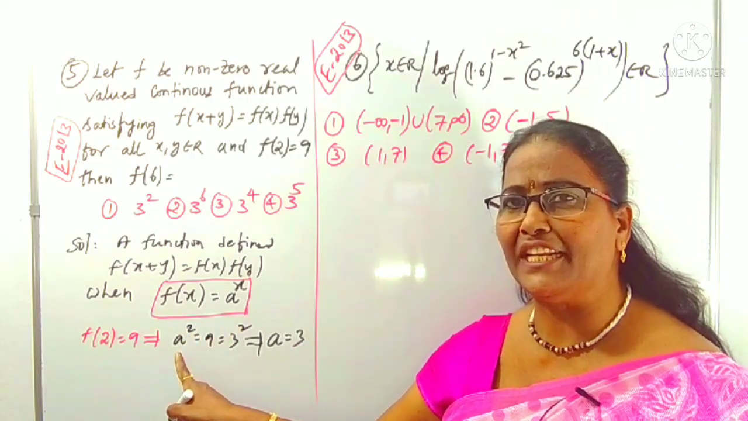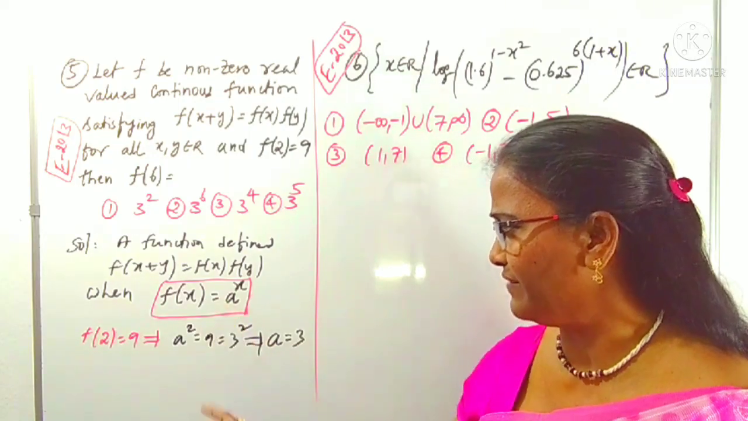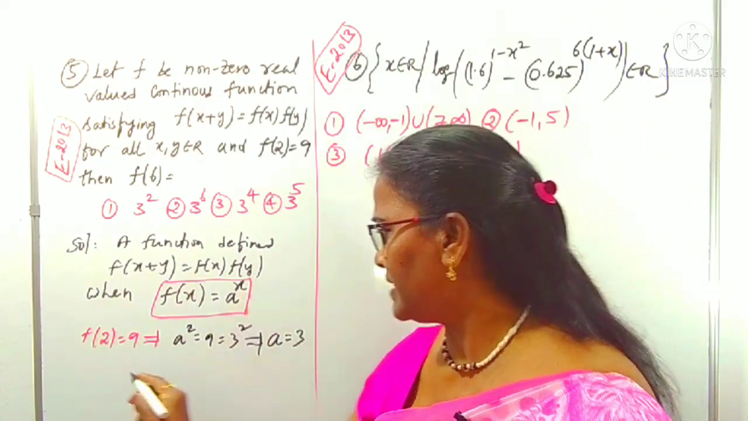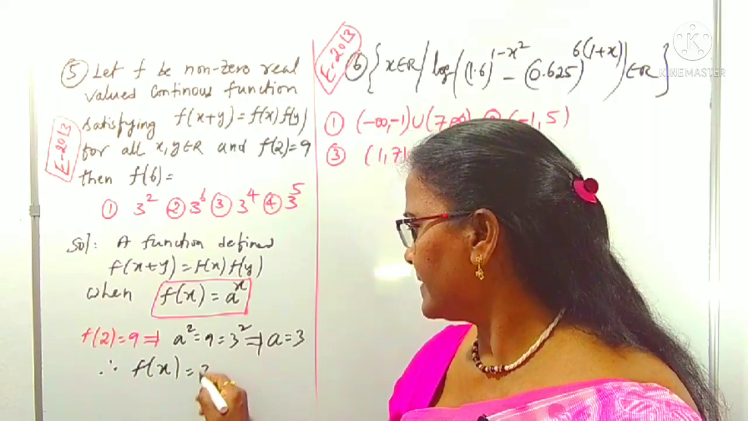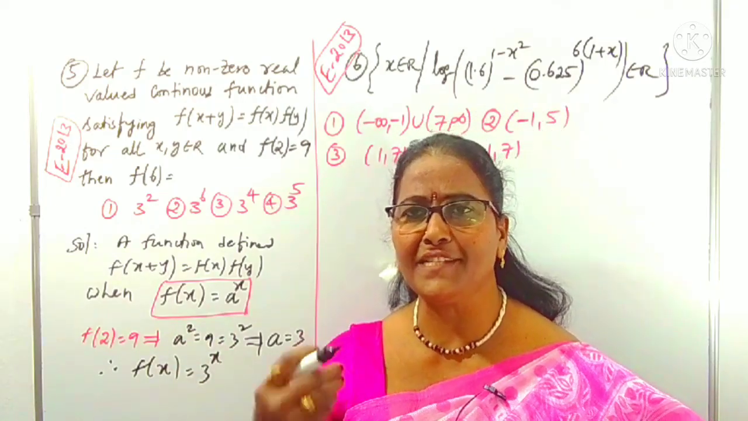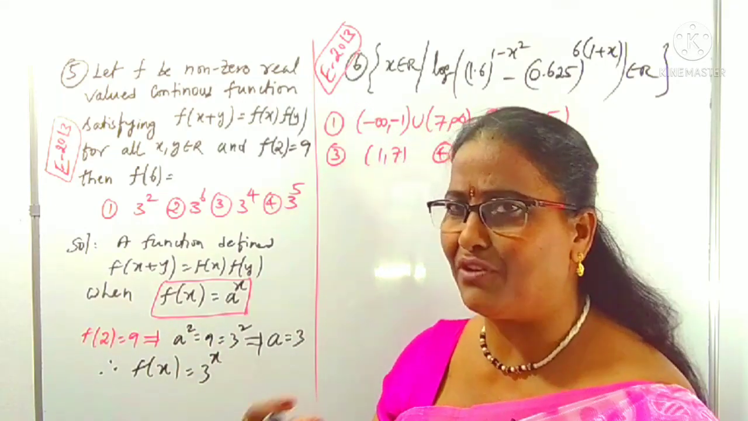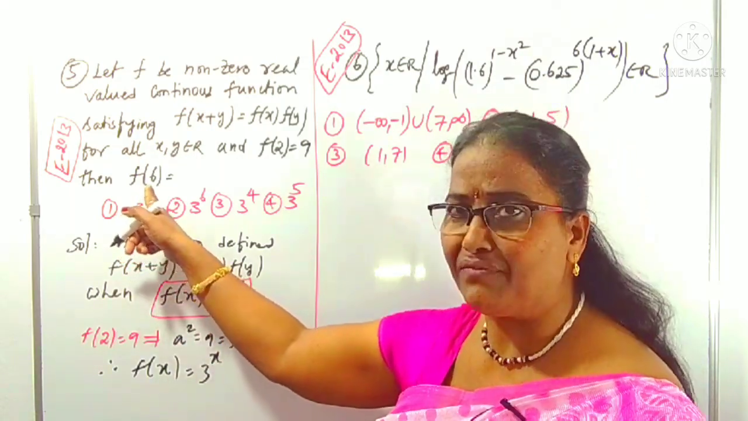Powers are equal means we can equate their bases. Therefore, we got a is equal to 3, which means the function f of x becomes 3 power x, right? We got the function f of x is 3 power x. Now, if we ask any result like f of 6, f of 1, f of 0, we can find it from this one. This question is asking for the f of 6 result.